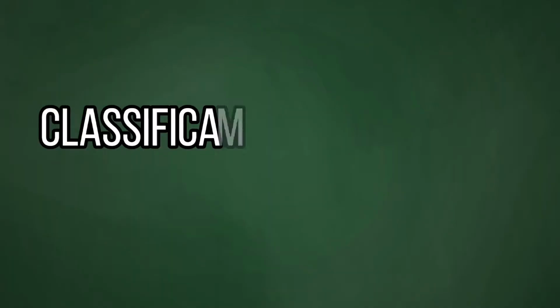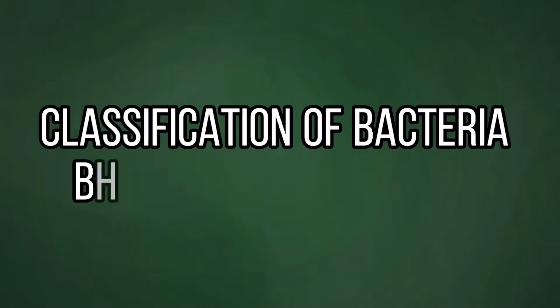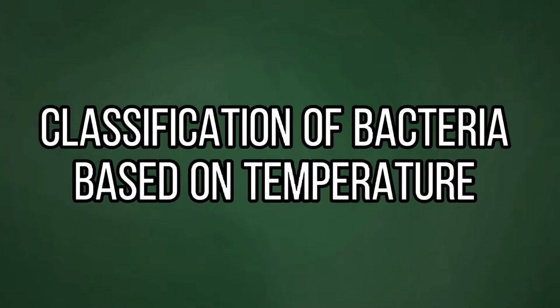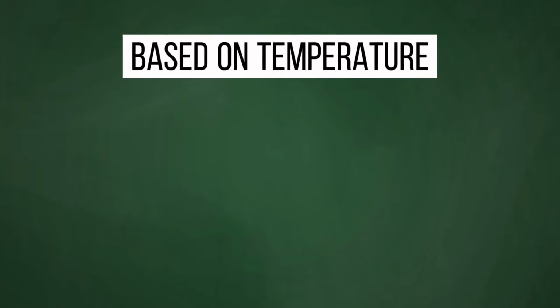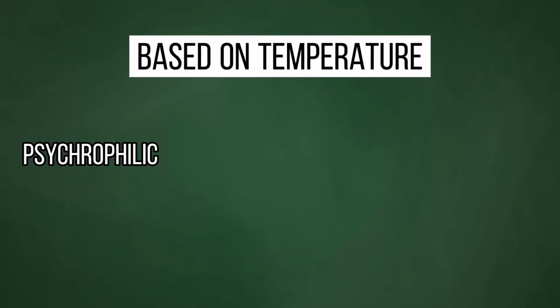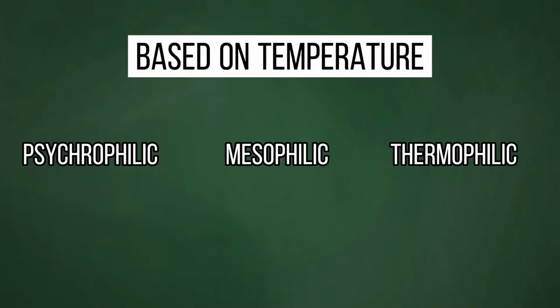Today we are going to deal with the topic classification of bacteria on the basis of temperature. On the basis of temperature, microorganisms are divided into three classes. We have psychrophilic organisms, mesophilic organisms, and thermophilic organisms.